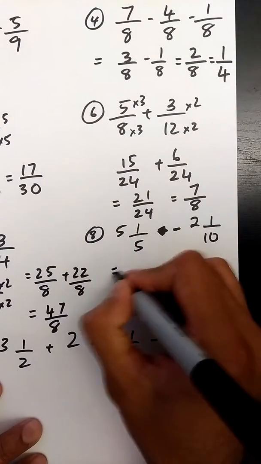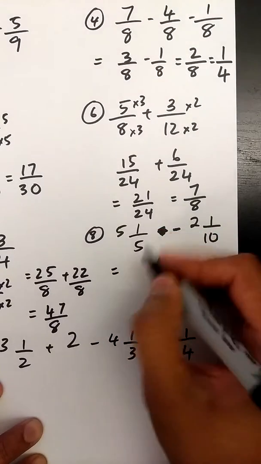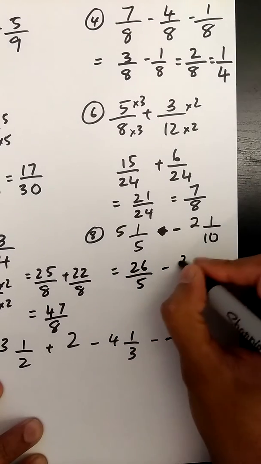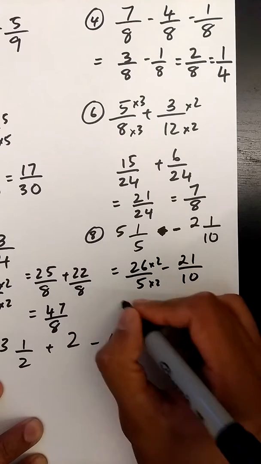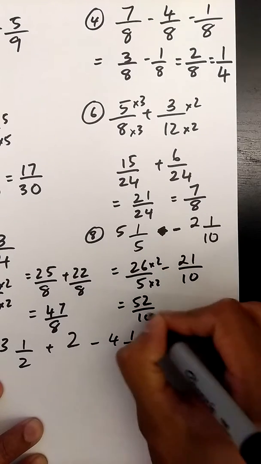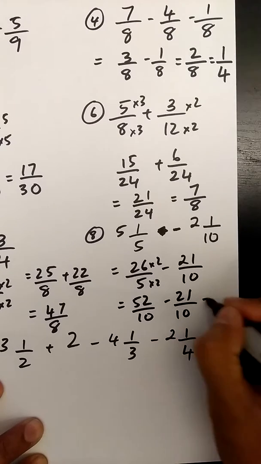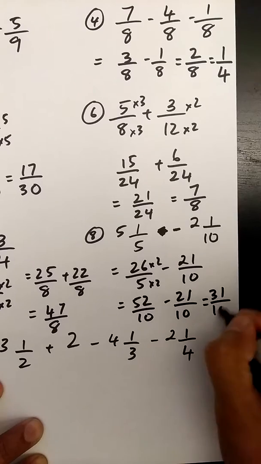Same thing with subtraction. You want to first convert these to improper fractions. 26 over 5 minus 21 over 10. I'll multiply those by 2. 52 over 10 minus 21 over 10, just 31 over 10.